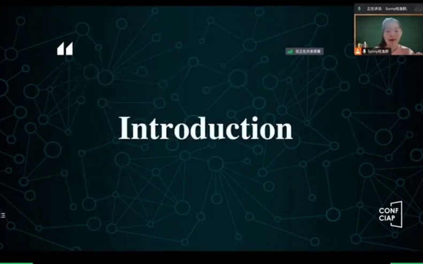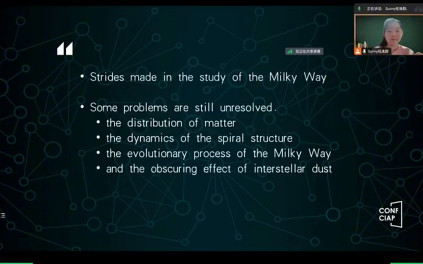And let's do a short introduction. We all know that there are many strides made in the study of the Milky Way and astronomy, but some problems are still unresolved. For example, the distribution of matter, the dynamics of the spiral structure, the evolutionary process of the Milky Way, and the obscuring effect of the interstellar dust.